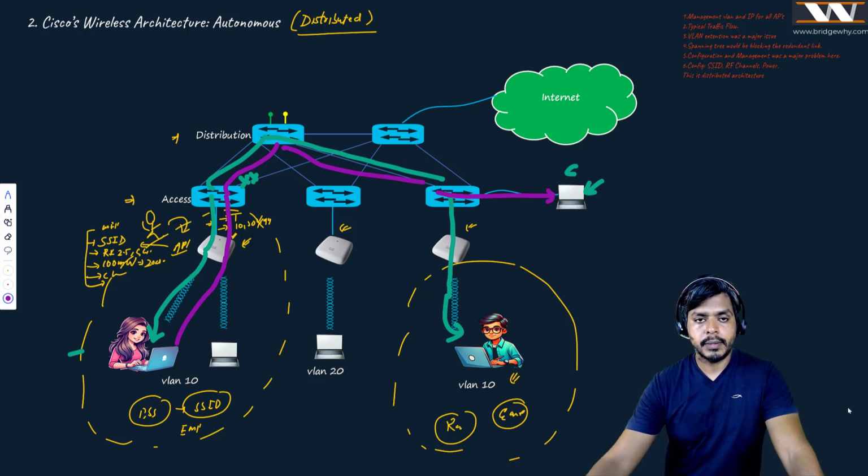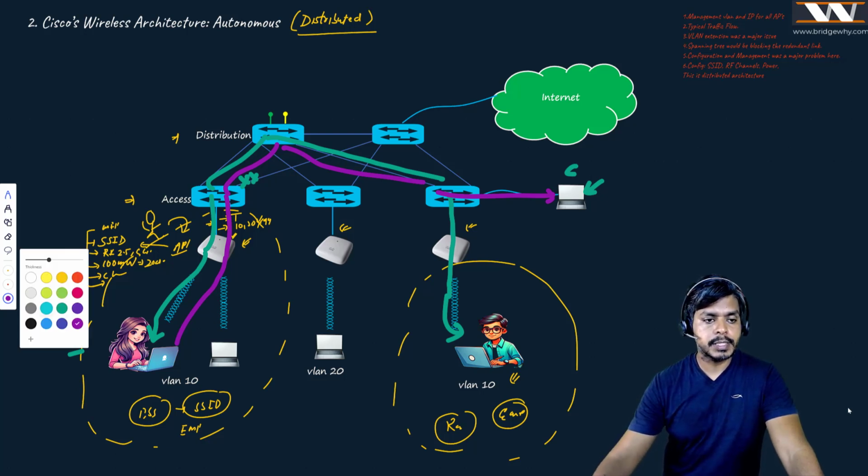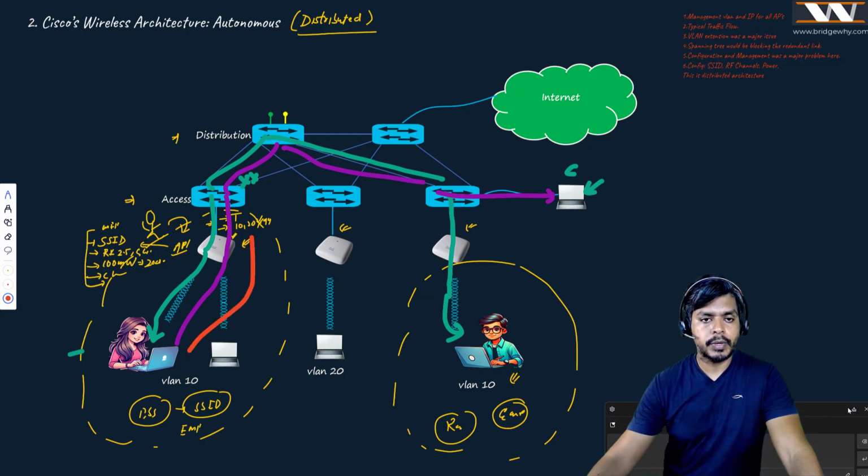Towards the internet, what is going to happen? The traffic path till this point is going to be the same. Let me draw it with yellow, or maybe the red one. From here to here, it will be here. It is going to be towards the gateway, and from the gateway, it will flow like this. There is no doubt about it.